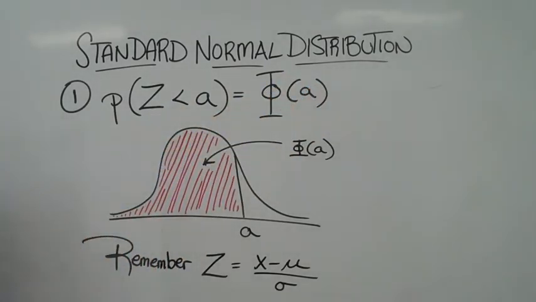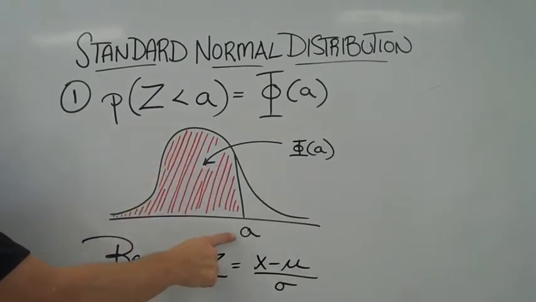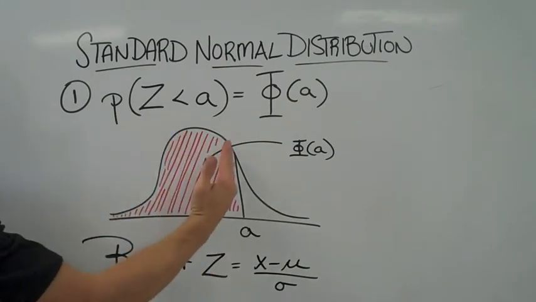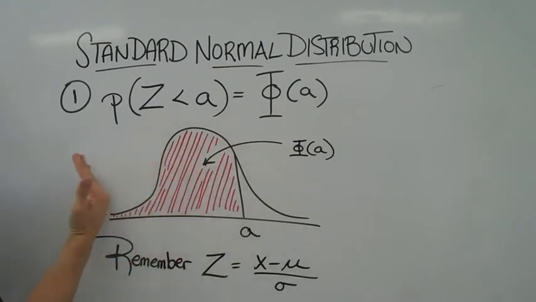What's important to note here is that the z-value tells us the proportion, or the probability, or the percent of values less than a certain value. So if you're reading a z-value from a chart, it's always going to be this area to the left, or less than that value.